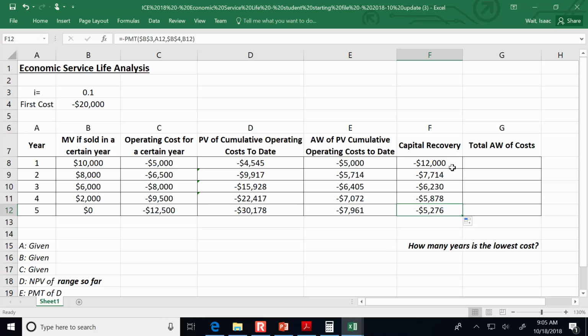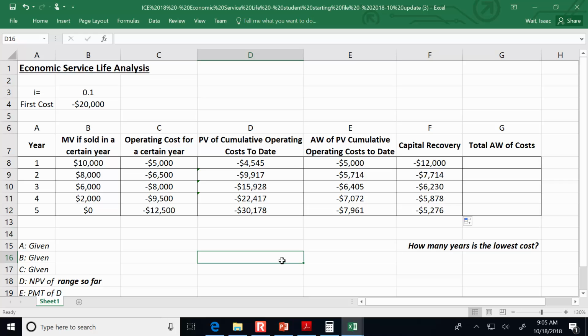And so let's just double check to make sure that that's working out. So we want to find A given P. So find A given P for i equals 10% and n equals 5. And then we're going to have $20,000, so P is 20,000.